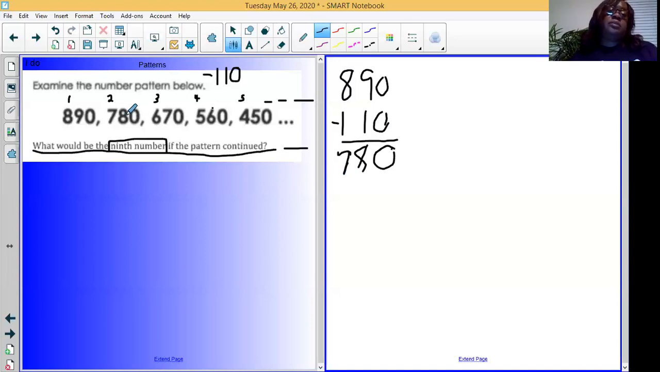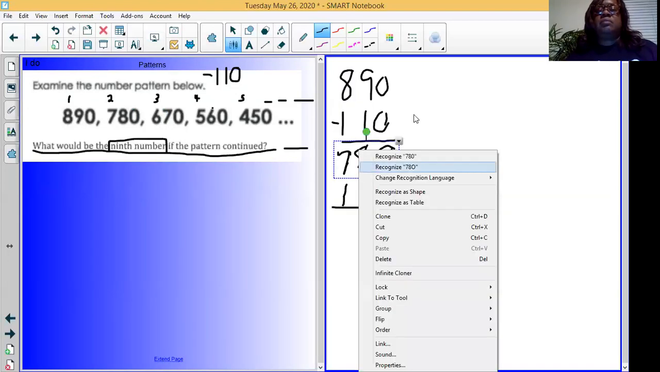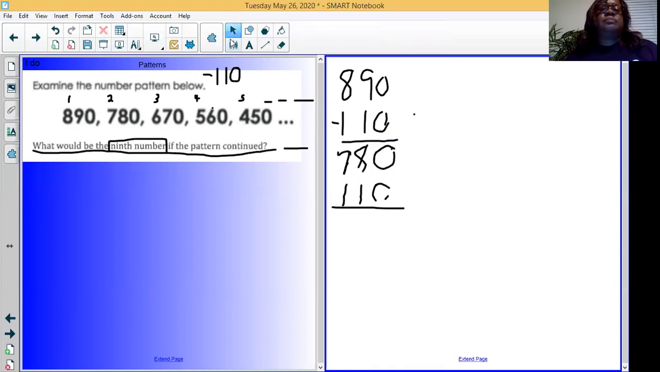That's our second number. Okay, so let's subtract 110 from the next number, 780. So if I subtract 110 from that, let's see if we get the next number. Okay, so 0 minus 0 is 0. 8 minus 1 is 7. 7 minus 1 is 6. Okay, I might be right.